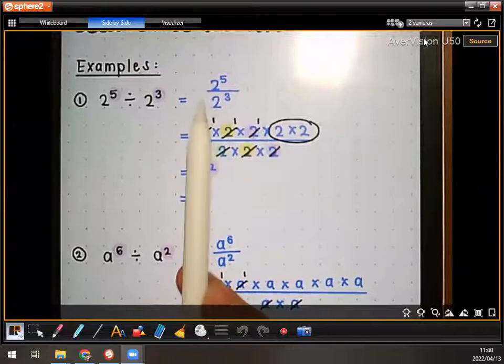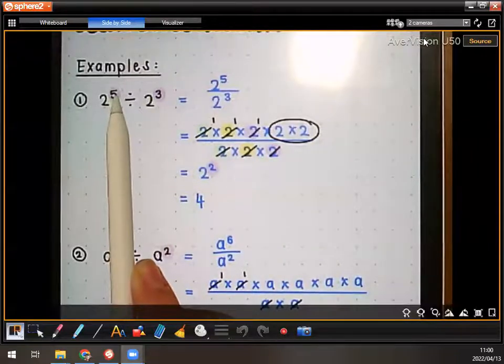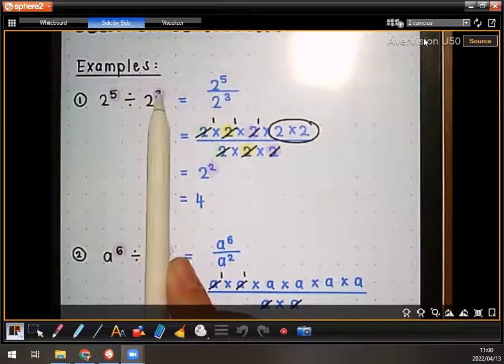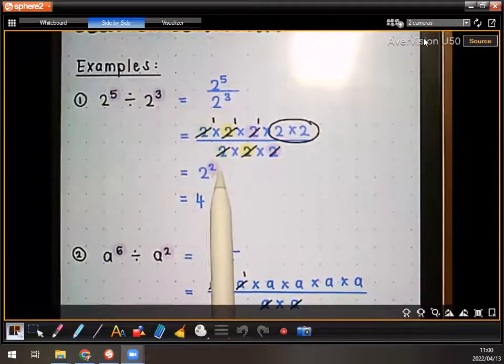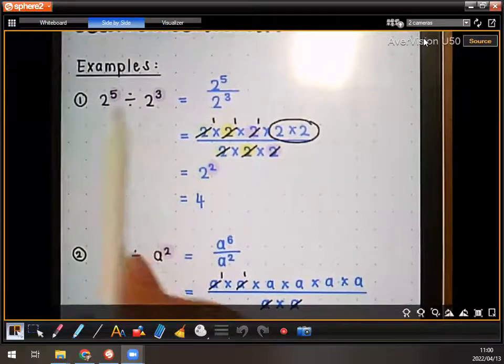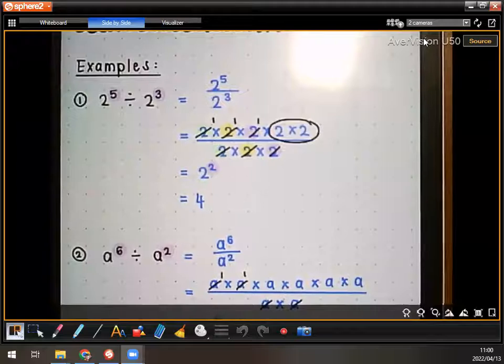Yes. Okay. So we're looking at the first exponent, which is 5, divided by 2 to the 3. 5 minus 3, guys, is 2. What do we notice about the bases? Do we know what the base of the power is?